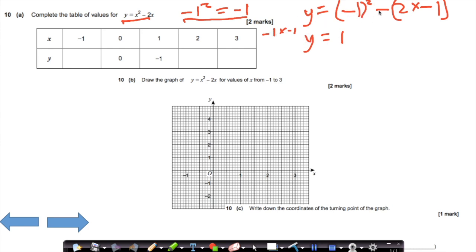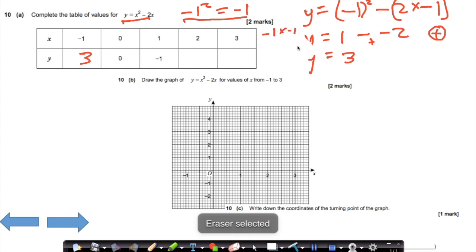So y ends up being equal to 1 minus, and then 2 times minus 1 will be minus 2. So we end up with y equal to 1 minus minus 2, and this is the thing where minus and a minus, only when they're next to each other, make a positive. Okay, minus minus makes a plus, only when they're next to each other. So 1 minus minus 2 means 1 plus 2, which is 3. So we can put a 3 here.